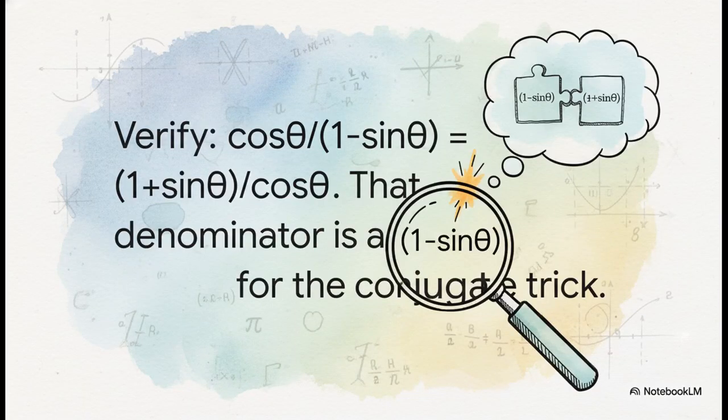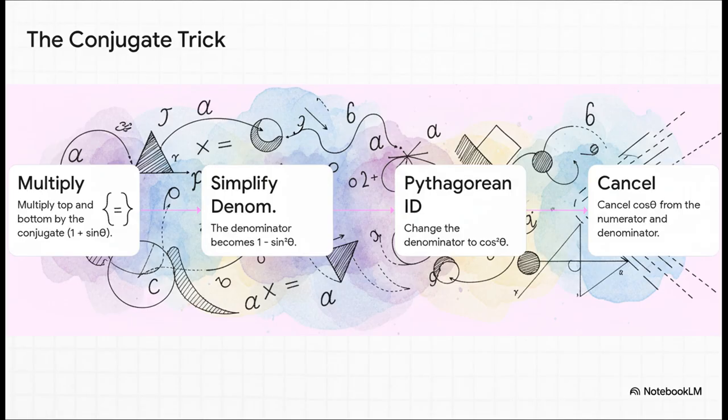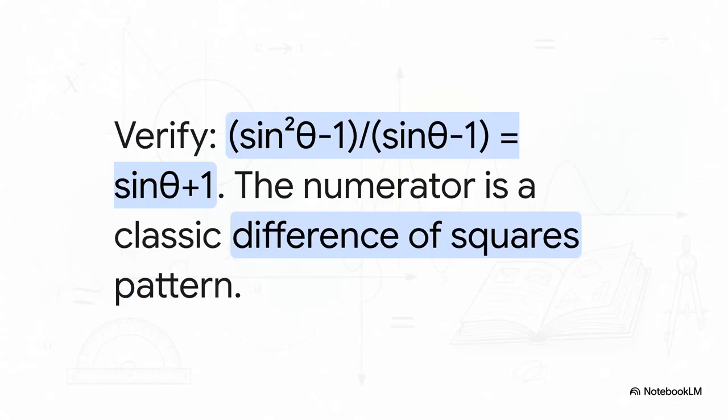Okay, next up. Take a look at that denominator on the left, 1 minus sine of theta. Ding, ding, ding. That should be a trigger going off in your mind. This is the absolute perfect scenario to pull out that super powerful conjugate trick we were just talking about. So we multiply the top and the bottom by the conjugate, right? That instantly turns the denominator into cos squared theta. Then a simple cancellation of a cos theta from the top and bottom, and what are we left with? Exactly what's on the right side. Boom, identity verified.